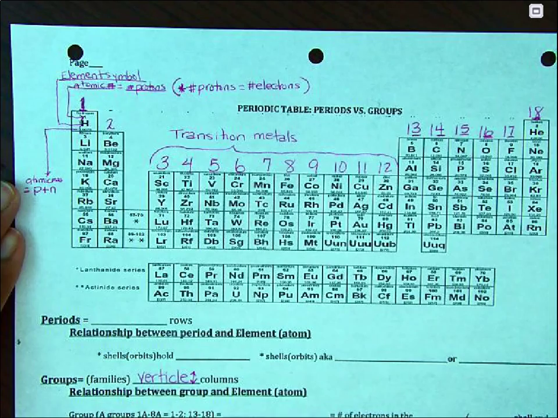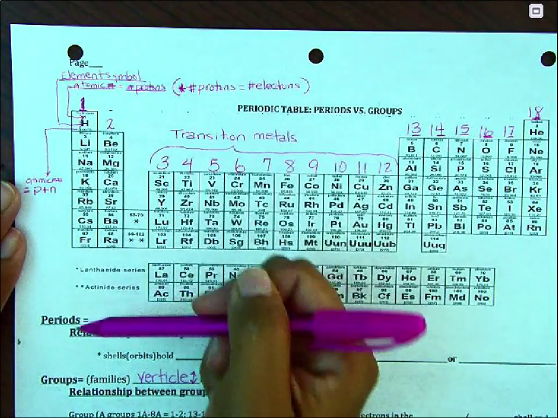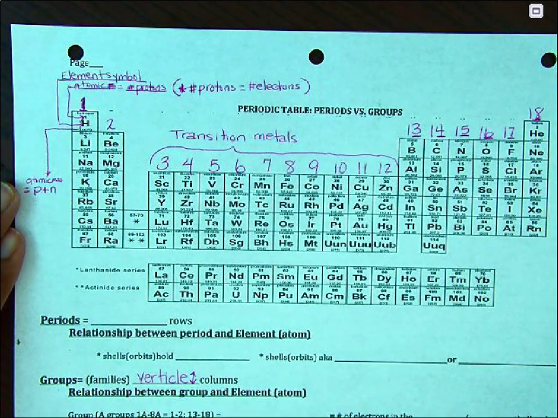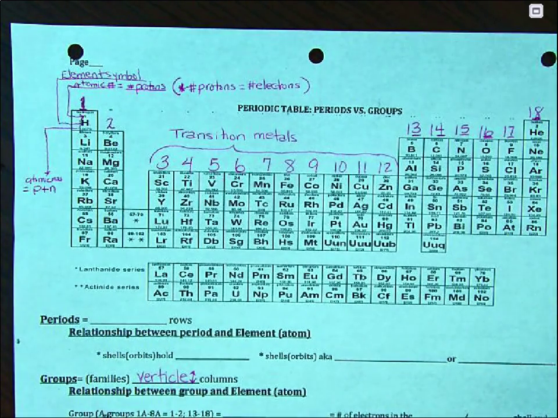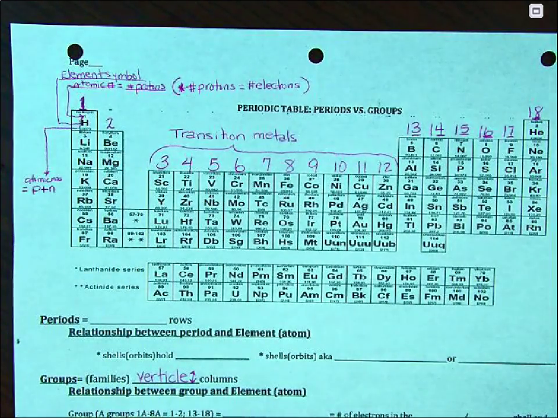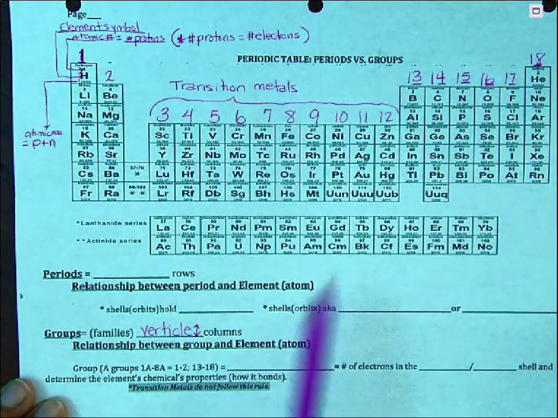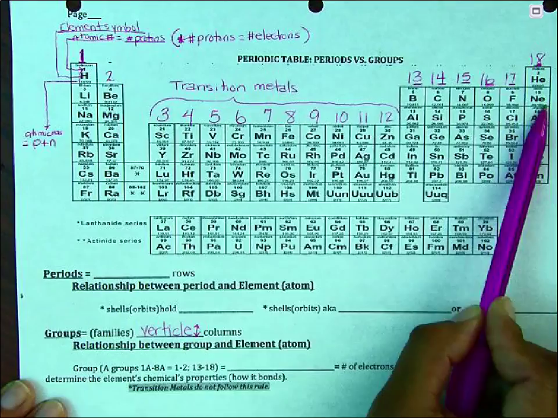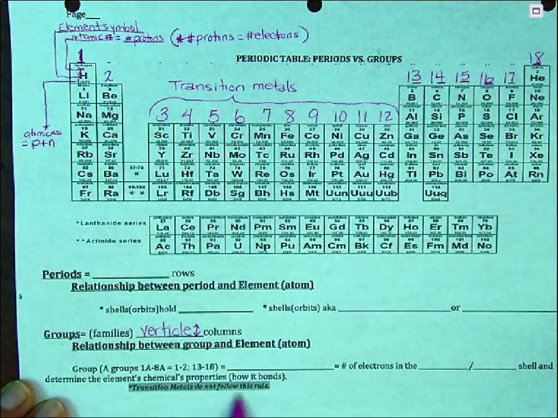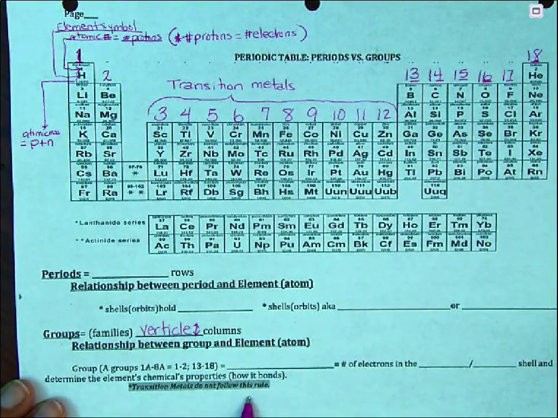So families, similar properties are found vertically with the same valence electron. If we look here, it says groups A, 1 through 8, that would be 1 and 2, and 13 through 18. These are considered groups A. This is B because they do not follow this rule. That's why I have that down here. Transition metals do not follow the rule that I'm about to tell you up here.